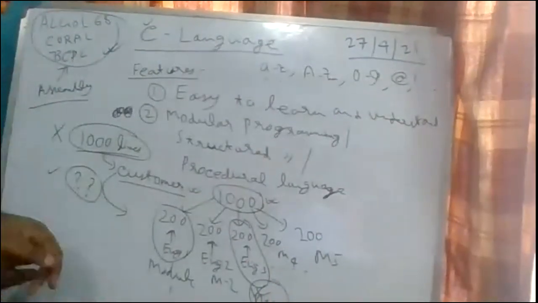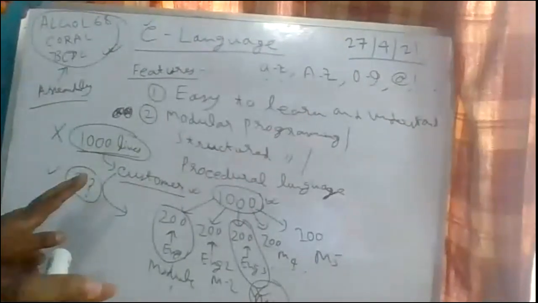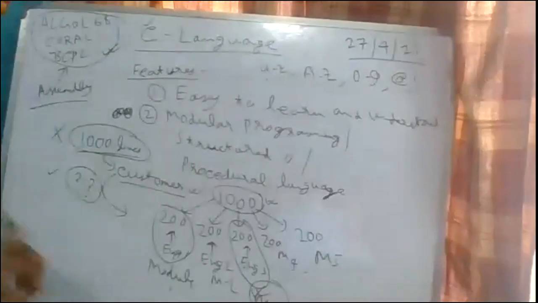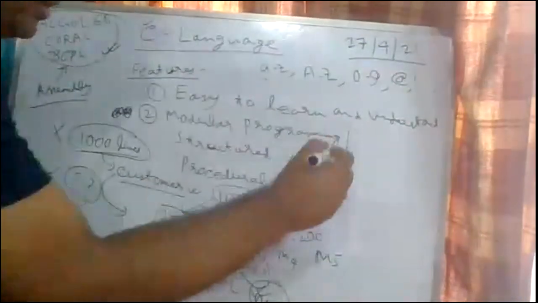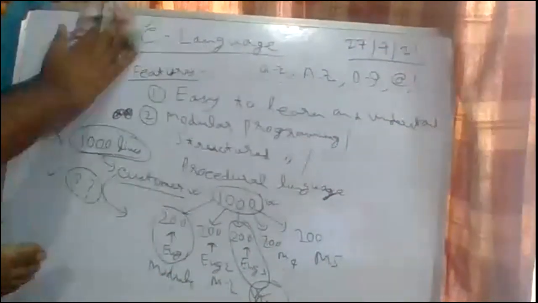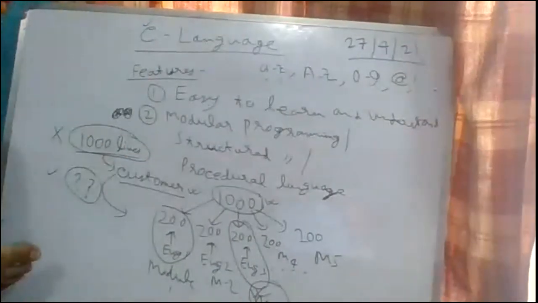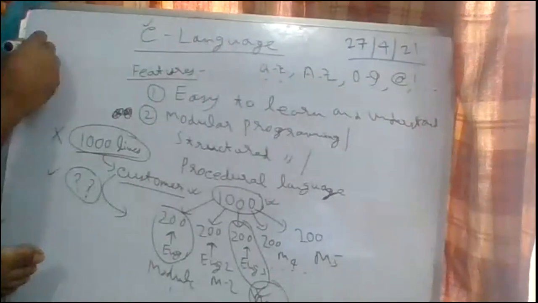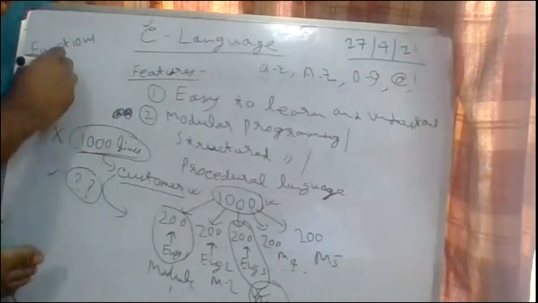Understood? Anyone has any problem? No, sir. Clear? Totally clear? So these modules in C programming can be implemented with the help of functions or methods. Okay, this modular concept in C programming language has been implemented with the help of functions or methods.